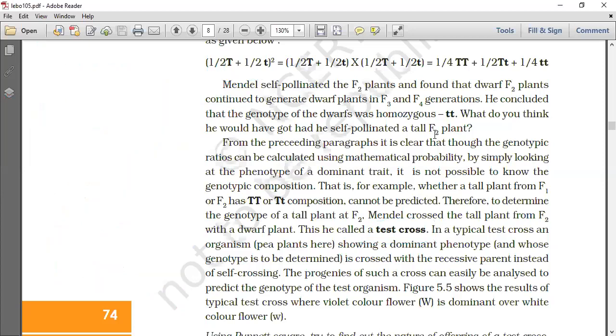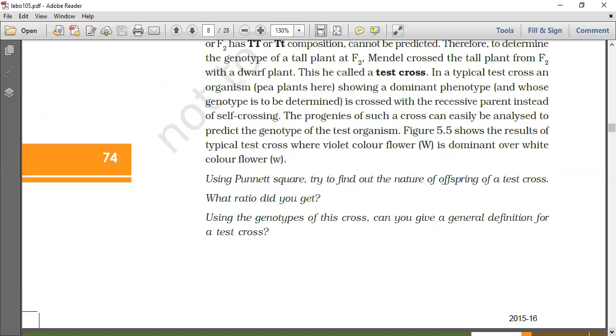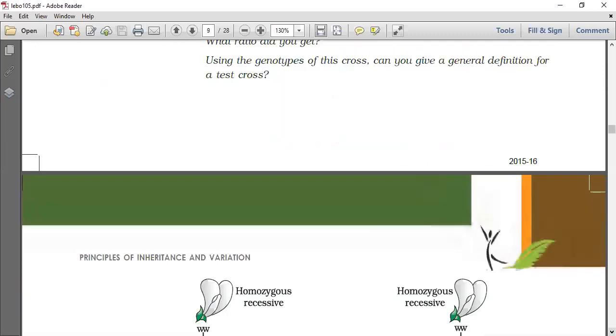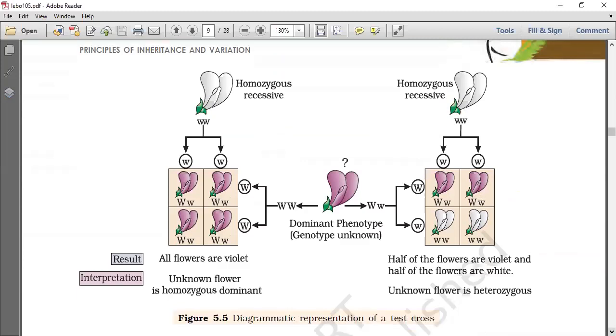That is to be understood. So the results of the typical test cross, where violet color flower is dominant over white color flower, are shown in figure 5.5. We go there and we see that particular figure. We did this for Mendel's dominant plants. Okay, so you see here, all flowers are violet. Small w, what we did, that is homozygous recessive. Here you see the cross. We did a test cross.